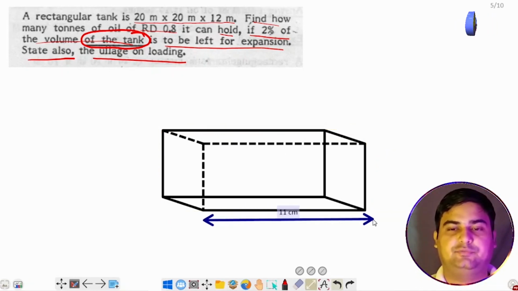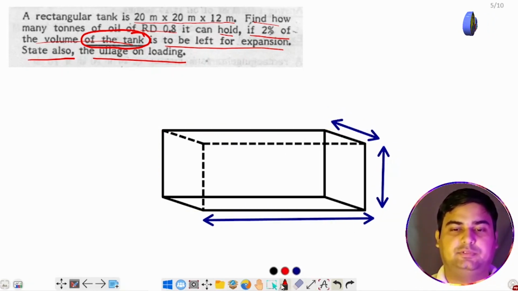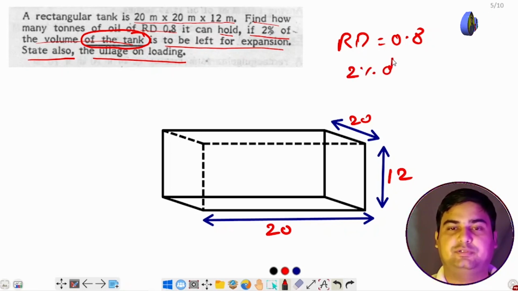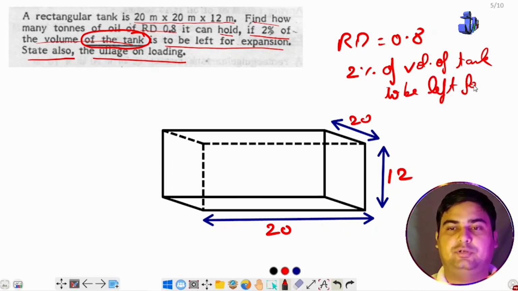Do the marking. We'll first draw the length, the breadth, the height. We'll mark this as 20, 20, and 12 meters height. Find how many tons of oil of RD, the relative density of oil is given as 0.8, it can hold, and 2% of the volume of the tank is to be left for expansion.